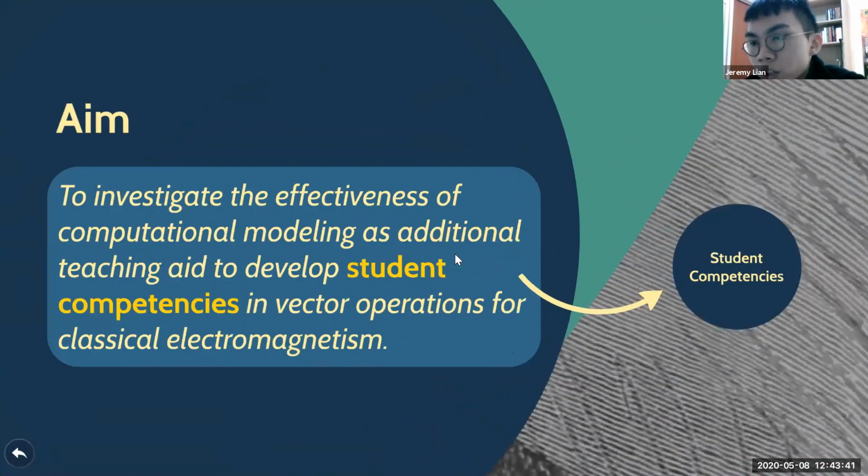The aim of our research is to then investigate the effectiveness of using our computational materials in helping students develop their understanding in electromagnetism. We have limited the scope of our research to just vector operations due to the limitations in time frame of this project. Of course, we need to quantify this student's understanding, and we do that by defining 3 competencies a student should possess for vector operations.